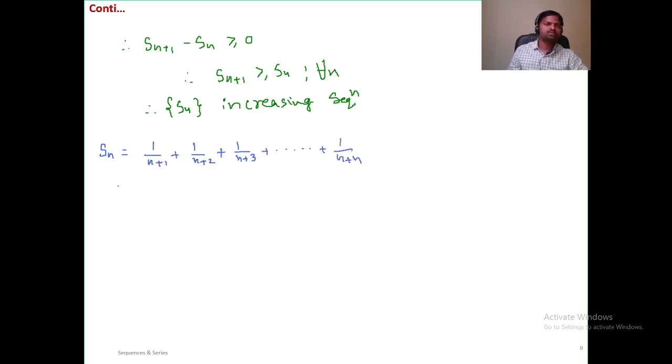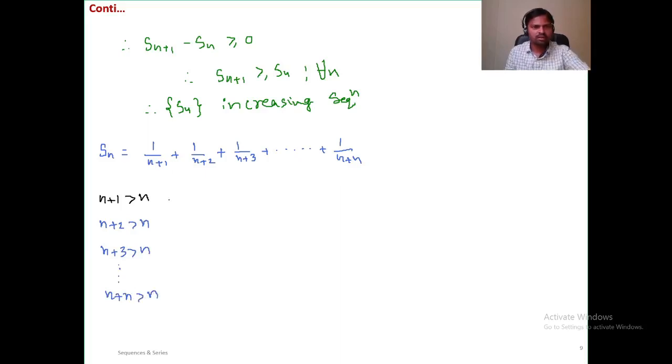Now we need to show that it is bounded above, then we are done. So for that, let us find the upper bound. Before that, look at n plus 1 is always more than n, right? For all n belongs to natural number set, n plus 1 is always more than n. So clearly n plus 2 is also more than n, and n plus 3 is also more than n. So up to so on, n plus n is also more than n.